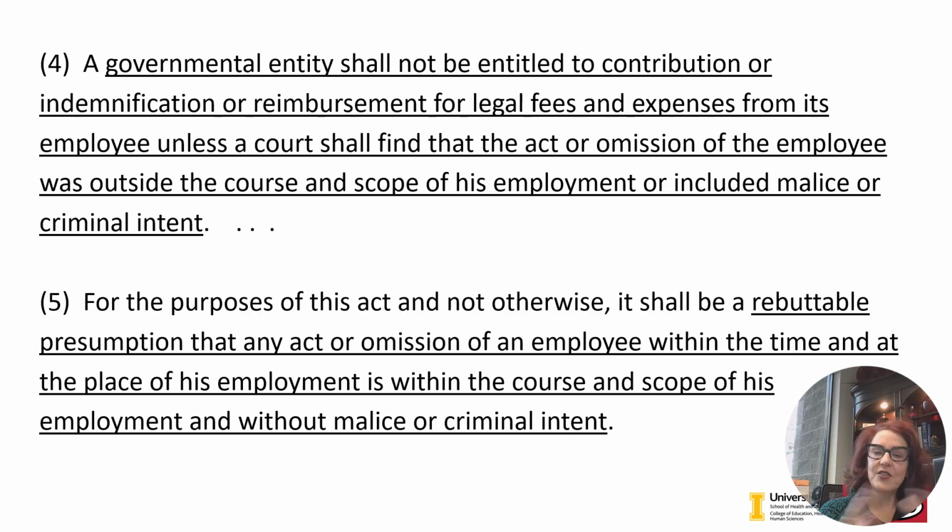They are not entitled, they being the school district and or its insurer, are not entitled for any indemnification or reimbursement for legal fees or expenses from you. Because of these provisions. Again, unless it is found that you have acted outside the course and scope of your employment or acted with that criminal intent or malice. So it's that same issue coming up over and over.